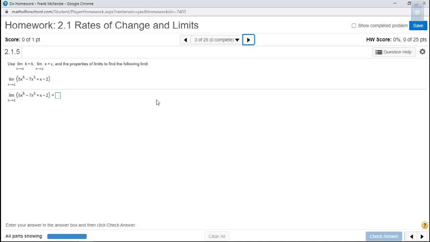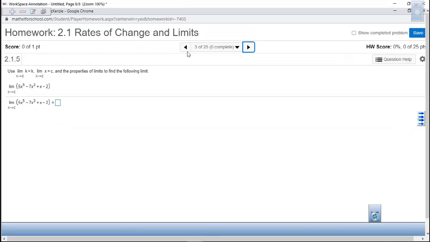and the question started about number 3 here, and 3 through 12 are, well, I don't think 12, but a lot of these in this middle part are covered by just talking about this one. All you're doing is you're substituting in. So if the limit as x approaches c of k equals k, and the limit as x approaches c of x equals c, we're going to use those properties and the properties of limits to find the following limit.